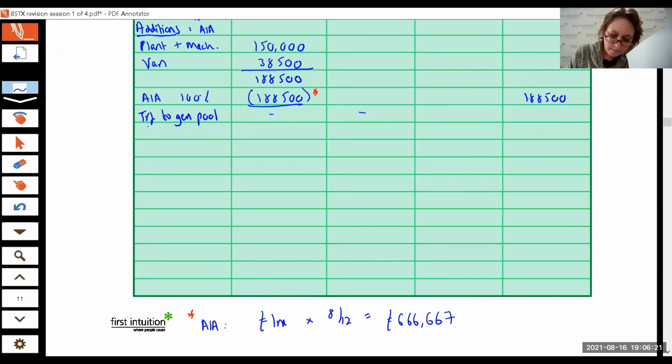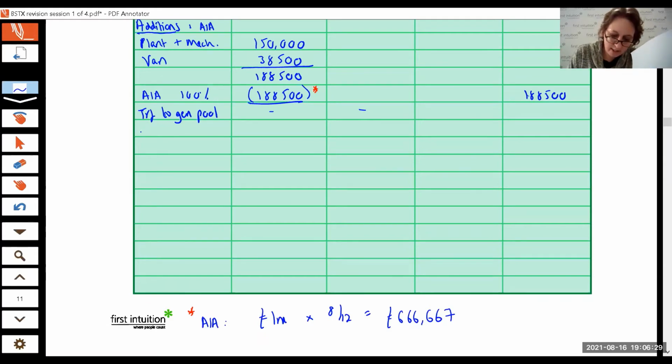Next, we've got some other additions. Our next addition was this sales manager's car. So I'm going to have another little heading for additions that are not qualifying for AIA. There was only the one item, the sales manager's car. It was 22,700, and we said that we would put it into our general pool. So that one gets added in next.